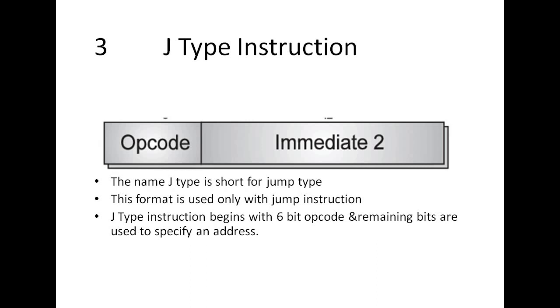Last instruction format is J-type instruction format. This is the format for J-type instruction. First one is opcode. Opcode is represented as 6 bits. Next one is immediate. Immediate value is represented as 26 bits.